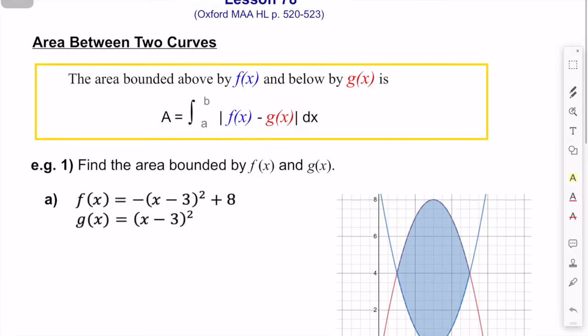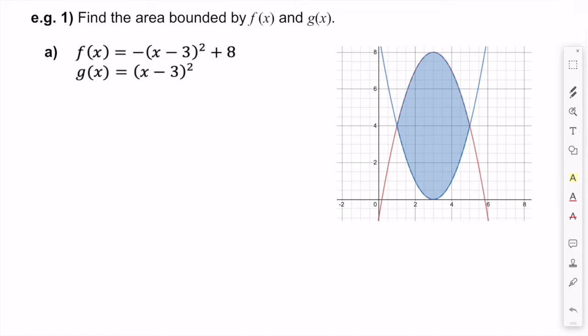Let's take a look at example 1. We're going to find the area bounded by the curves f of x and g of x. From the equations, both are quadratic. We know that f of x has vertex at (3, 8), and it opens down, which means that the red curve shown on this graph is f of x, and the blue curve represents g of x in this case. The shaded area shows what we need.